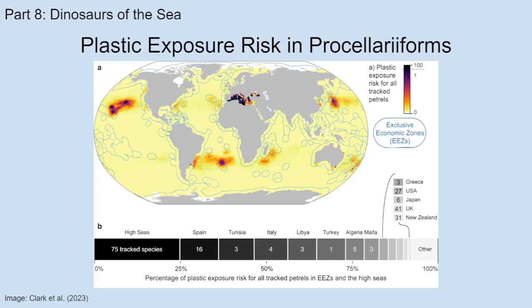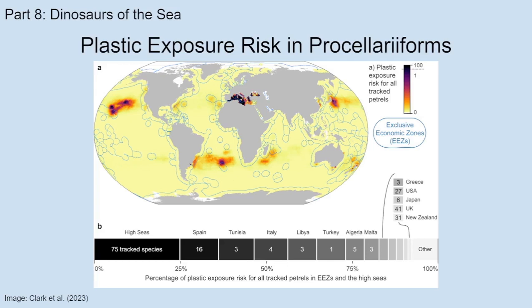Unfortunately, they often pick up bits of floating plastic, mistaking them for food, and then eat those as well, and in turn also feed them to their chicks. And of course, that's not very good, because they can't get any nutrition out of plastic, right? So they're kind of filling themselves up on garbage that does no good to them.